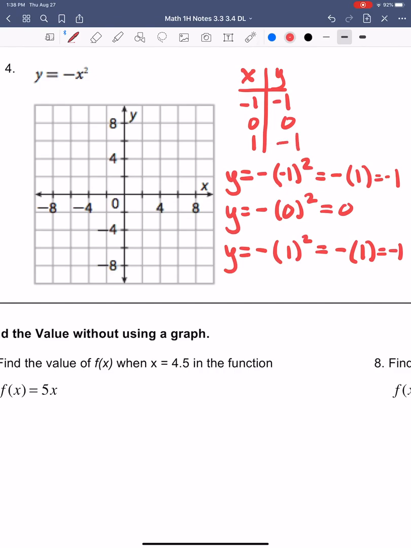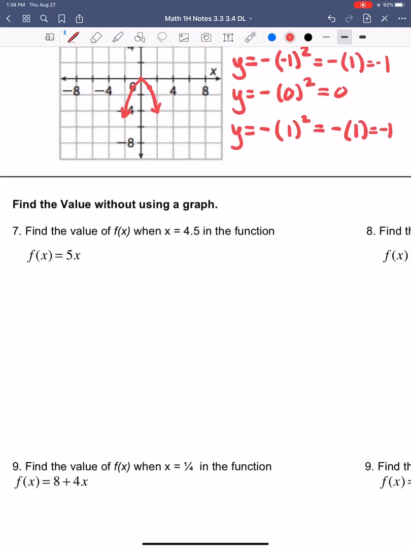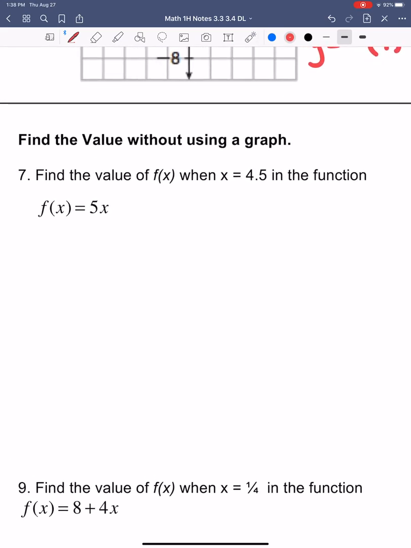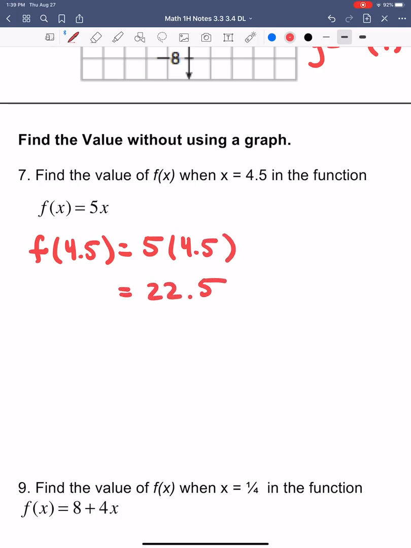And then onto the graph here, negative 1, 0, 0, and 1, negative 1. And we get this upside down U-shaped graph. All right, we'll finish this up here. It says find the value of f of x when x equals 4.5 in the function. So all they want me to do, and we did this before, is just do f of 4.5. So I just plug that in here, 5 times 4.5. Okay, and then that's just going to give me 22.5. And so that's all I'm really doing for all of these here.